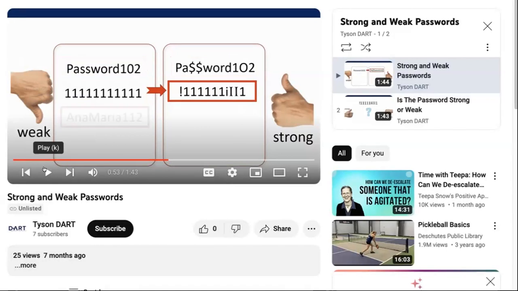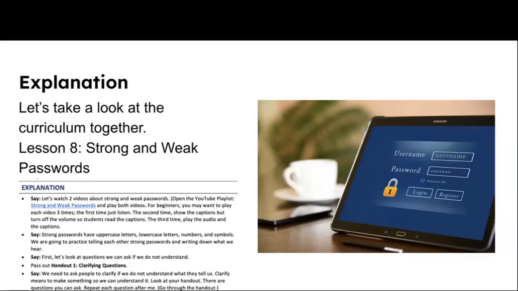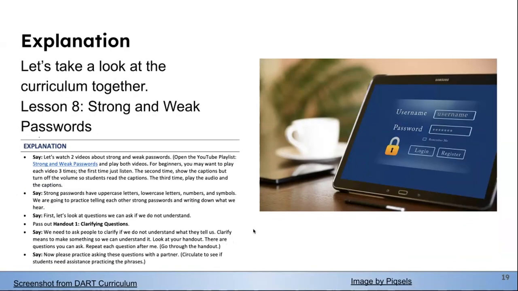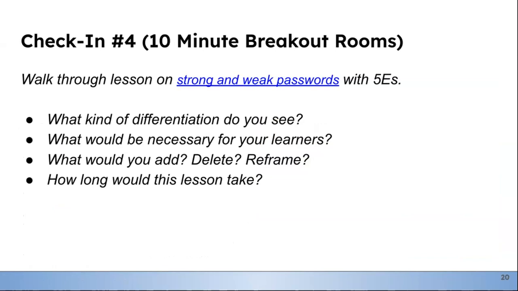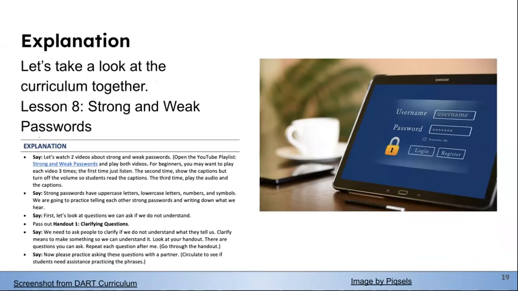And I think if I were using this video with a class of beginners, we might take some time here to talk about what these all are, to identify them and make sure that they've got that before moving on. So you're going to watch the videos, and then you are going to start talking about clarifying questions. This could be, can you repeat that? Or what did you say? All of these clarifying questions that they're going to need to know. So really helpful phrases.